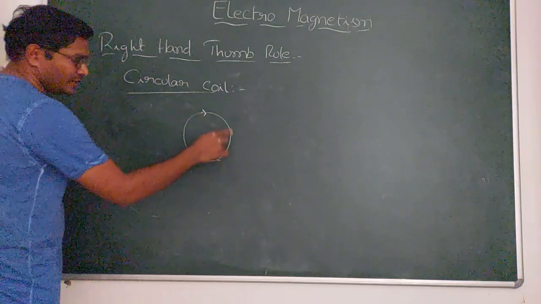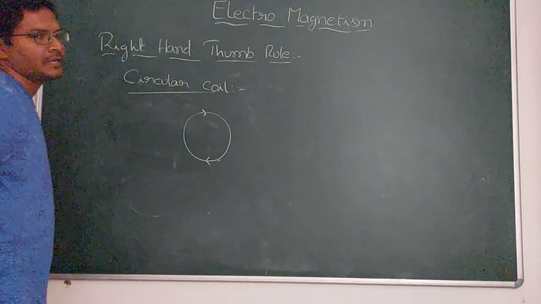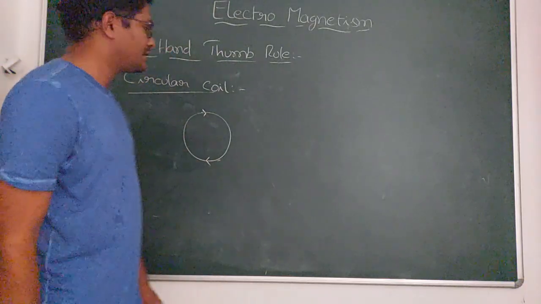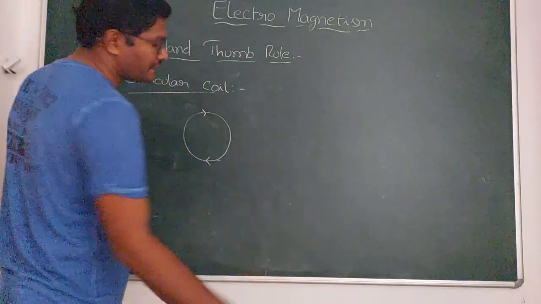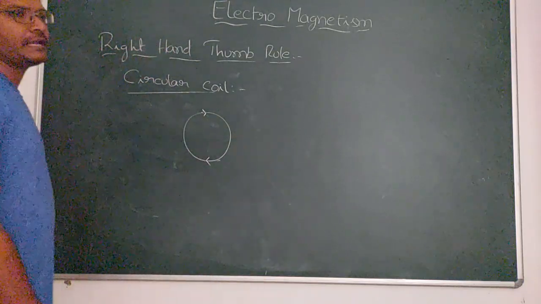Suppose the current is moving in the clockwise direction. If current is moving in the clockwise direction, then where is the north pole and where is the south pole? That means, what is the direction of the magnetic field?